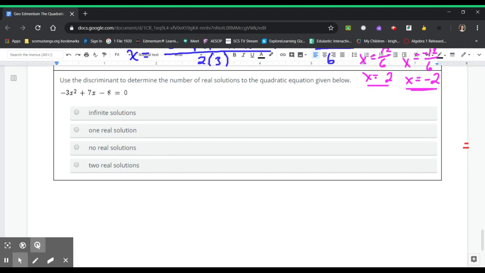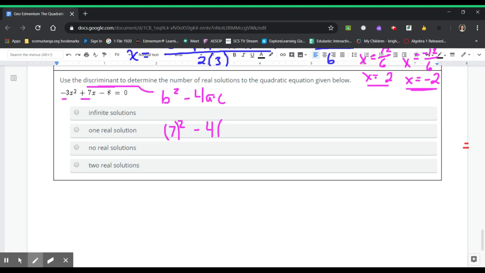Looking at the last example that I have for you, it says to use the discriminant to determine the number of real solutions to the quadratic equation below. So if we're looking for our discriminant, remember, it's going to be b squared minus 4ac. So looking at that, what is our b value? It's a positive 7, so I've got 7 squared minus 4 times our a value, which is going to be negative 3. Our C value is going to be a negative 8.